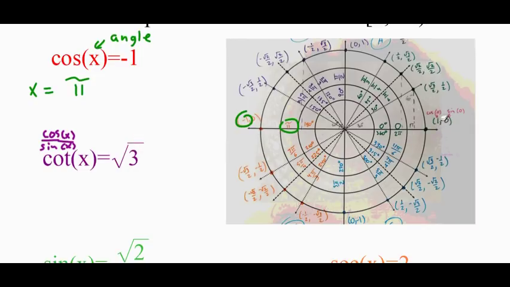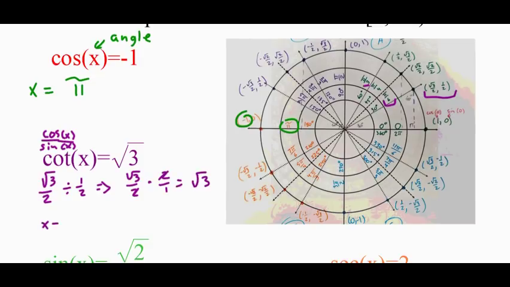Taking a look here, I see that my first answer is right here, pi over 6, because cosine here is square root of 3 over 2, and my sine is 1/2. Just a refresher, if I were to divide square root of 3 over 2 by 1/2, we would multiply by the reciprocal, so square root of 3 over 2 times 2 over 1, and the 2's cancel, giving me square root of 3. So my first solution is x equals pi over 6.